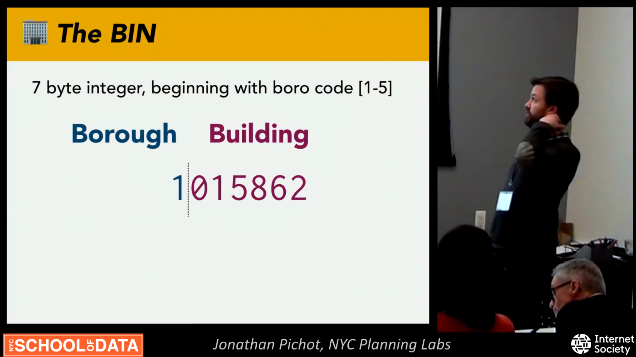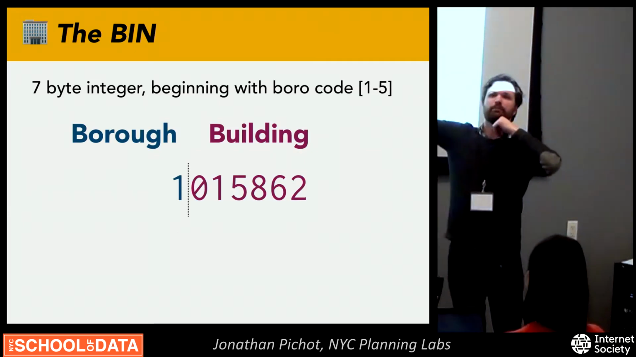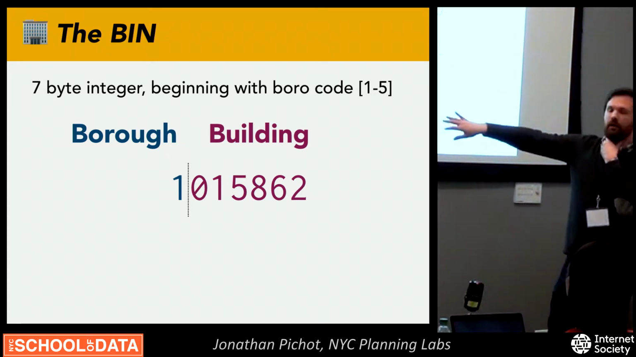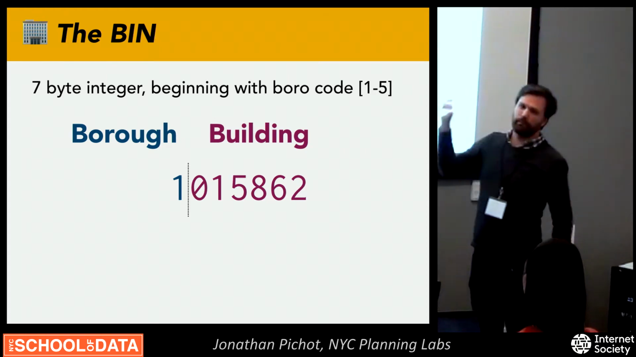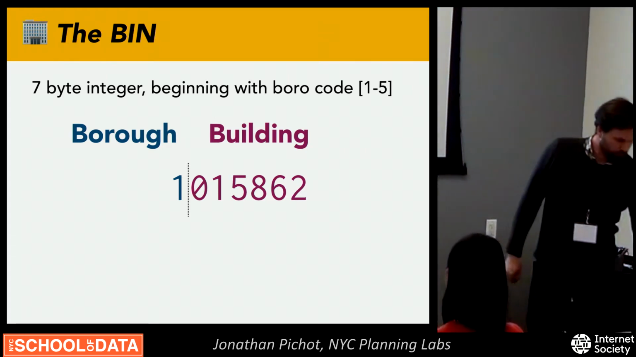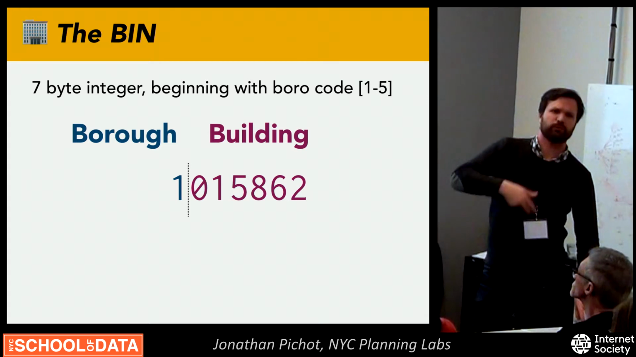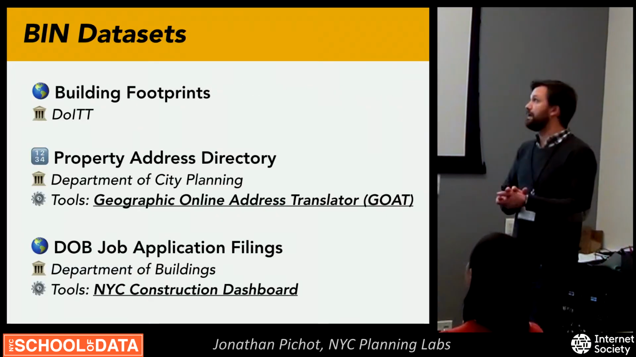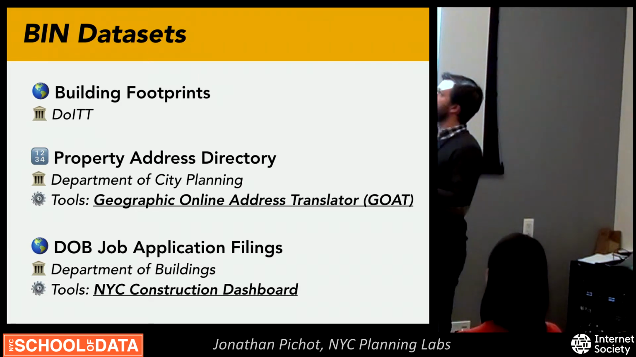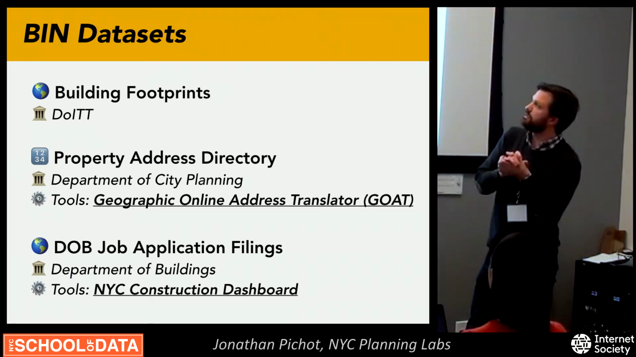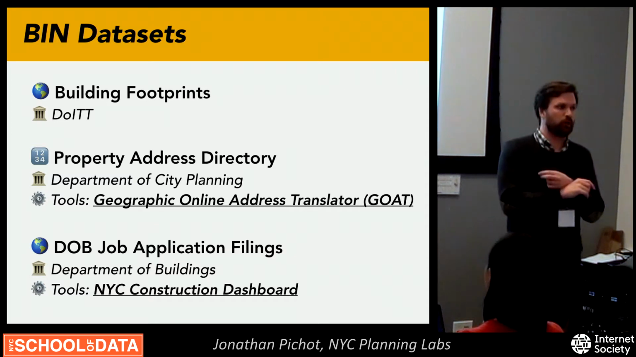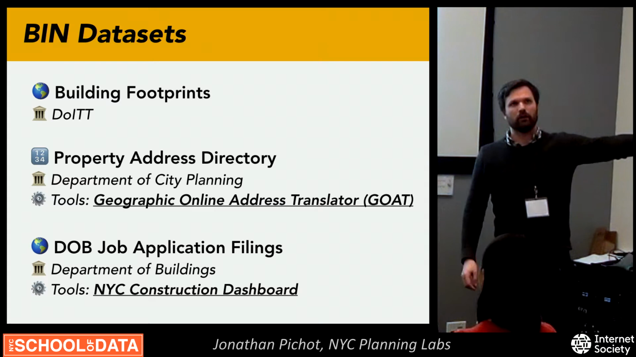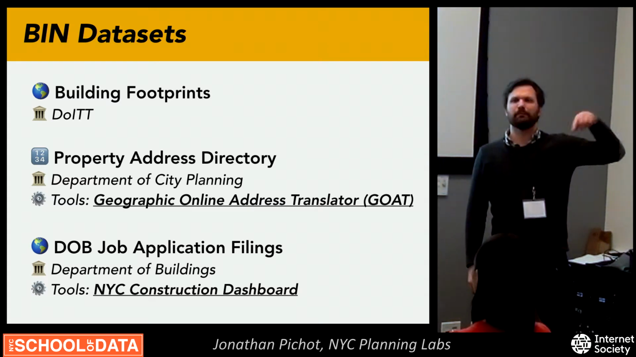It's a 7-digit integer, where that classic borough code is on the front, and then it has 6 digits in the back, zero padded, for the building ID. So Bronx is 2, Brooklyn is 3, Queens is 4, Staten Island is 5. Where you're going to find bins, one of the fundamental data sets for bins are building footprints, which are published by DoIT. And that's where DoIT, we have a biannual, or is it biannual?